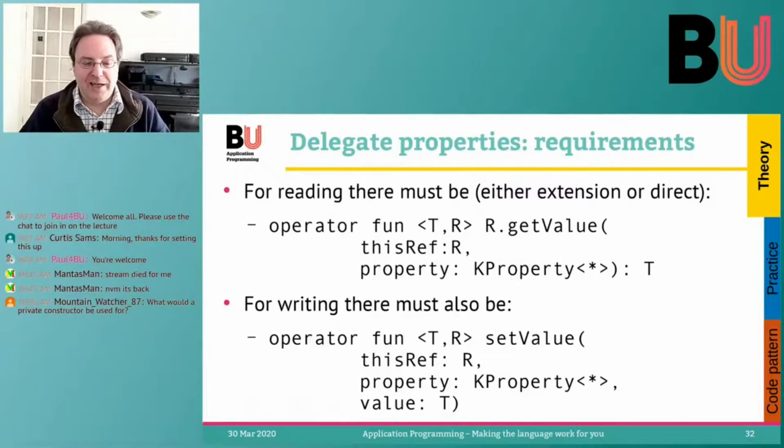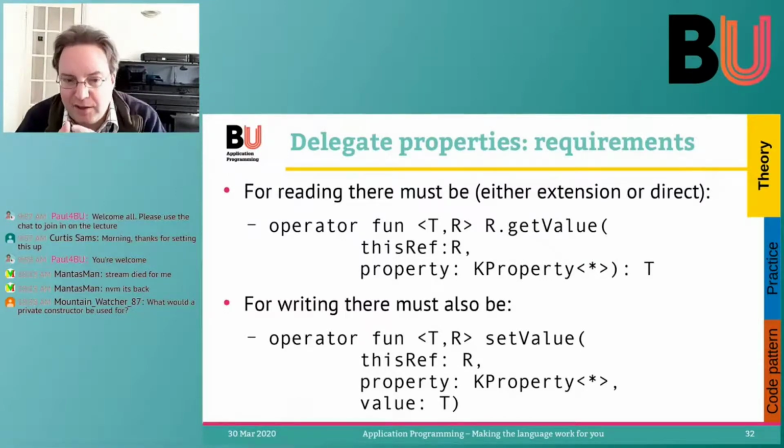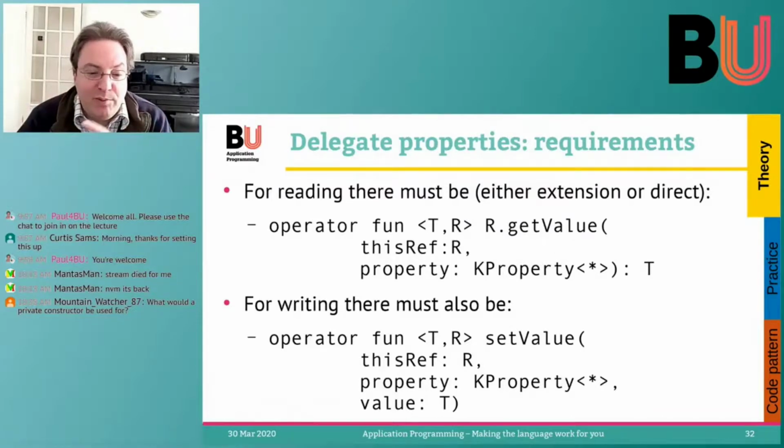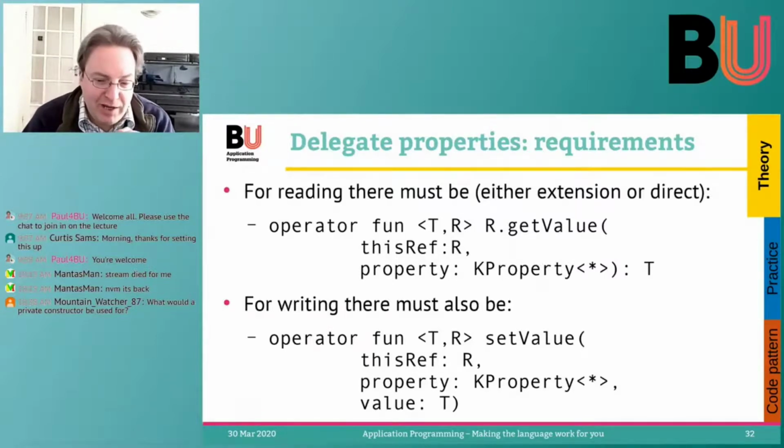So maybe that T actually normally belongs to the class rather than the thing. And if you want to set values, that works basically the same with set value. And that's all you need to get a delegate property. You need to have these operators defined. They can be either members of the class or they can be extension methods. So if you have a type that you want to use as a delegate, you can actually write an extension method that allows you to use it as a delegate.